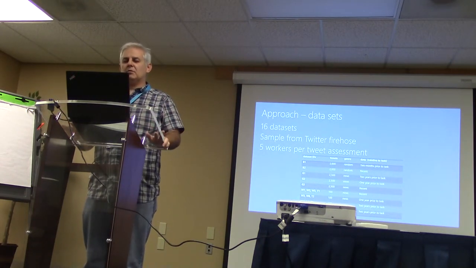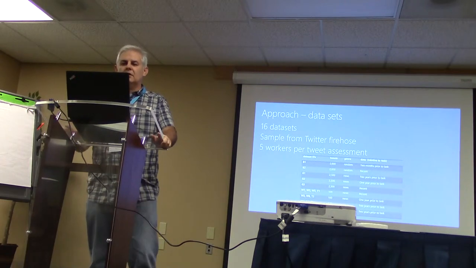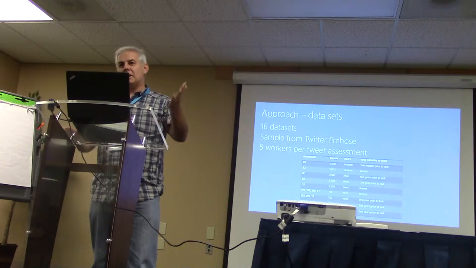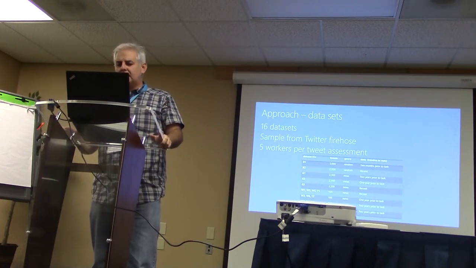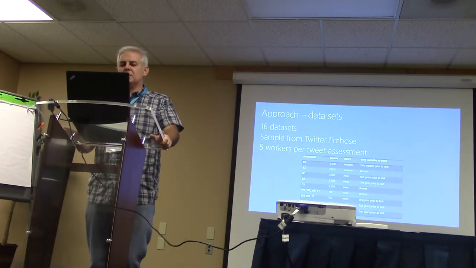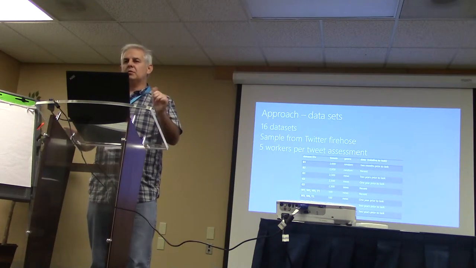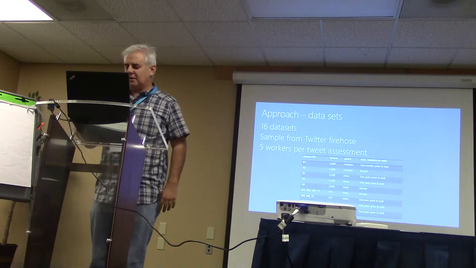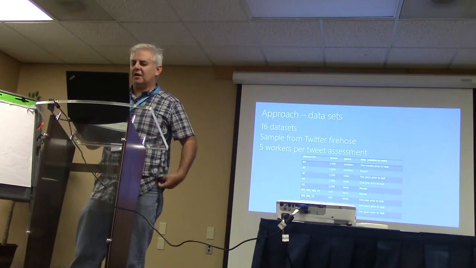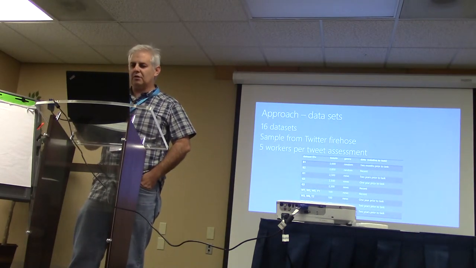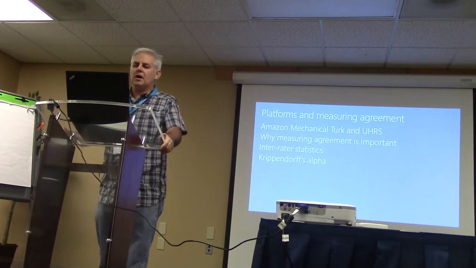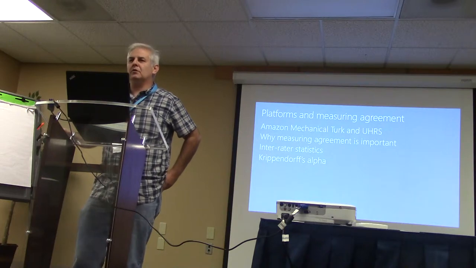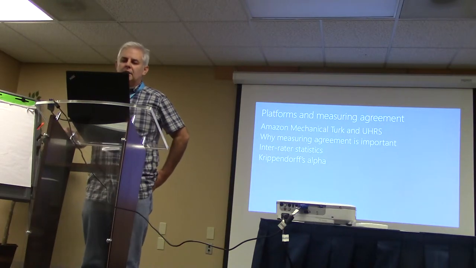The paper has a lot of tables and a lot of graphs, so I'm not going to go through that, but I'm going to say that we use 16 different data sets, two for the baseline. We have access to the Twitter firewall. I work for Microsoft, so we got access to all the data. And we use 5 workers per tweet assessment, so every tweet was assessed by 5 people. The tables in the paper have lots of details of all the different numbers and dates and so forth. And for platform, we use Mechanical Turk, which is well known, and we have our own platform called UHRS.